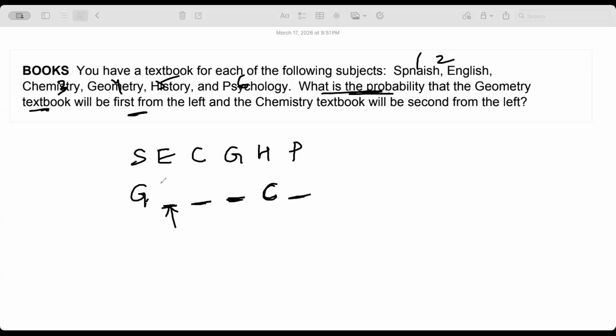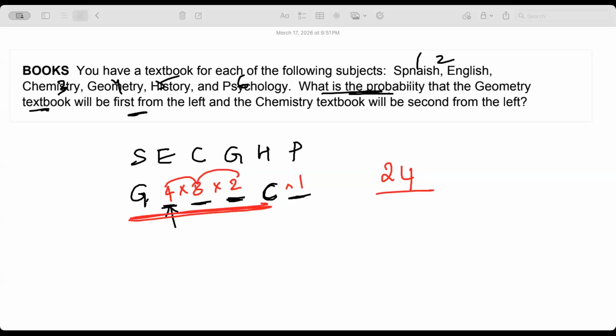4, because there are only 4 free options. So 4. How many books can be placed here after placing that? 3, 2, 1. Correct? So how many ways are there now just for these 4 books? Because 2 are constant, you cannot change them. 12, 12 times 2, 24. So this is the favorable combination.